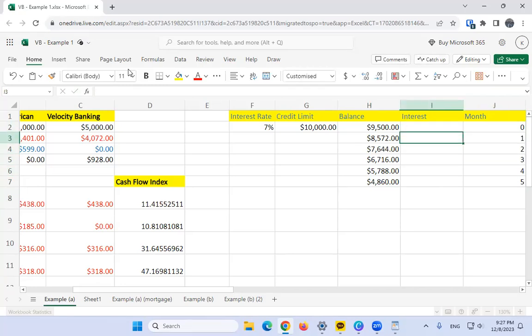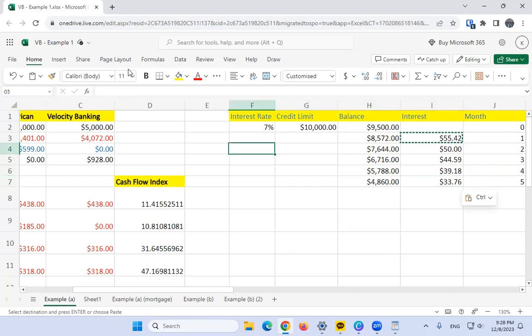All right, so let's go ahead and estimate the interest. So the easiest way to estimate the interest is take the previous month's balance, multiply by 0.07, and then divide it by 12. And so we can see that the interest is not that much because, again, I'm thinking 7% interest on a line of credit. That's really cheap, but we'll just go with it.